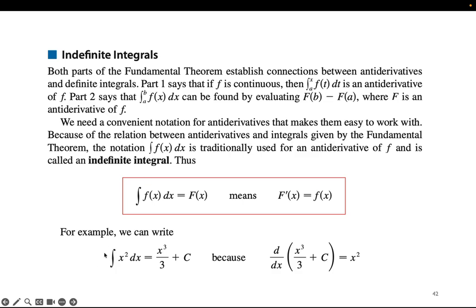For example, what is the indefinite integral of x squared? Well, find the antiderivative, x cubed over 3, just the reverse power rule, and add in the plus c. So this family of antiderivatives is exactly the indefinite integral.